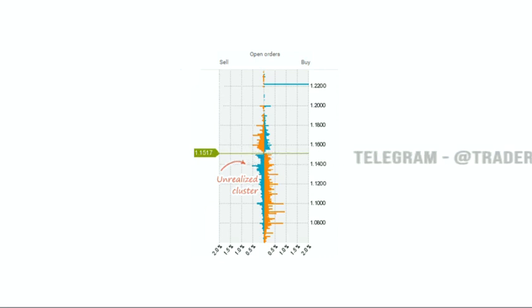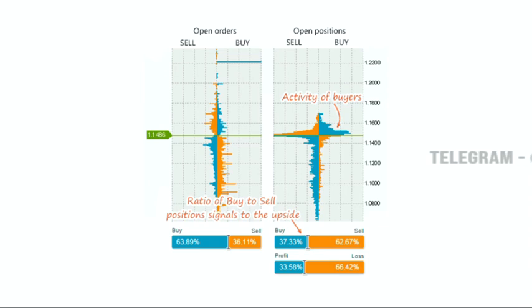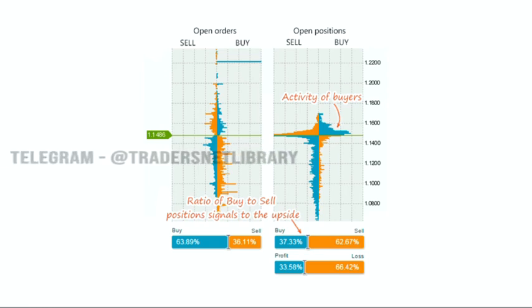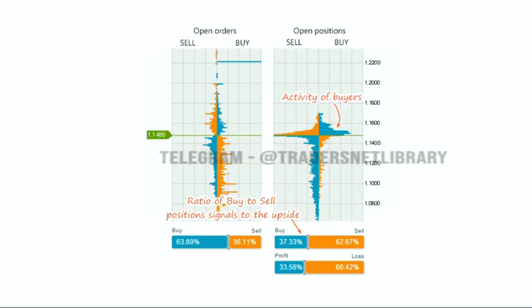Point 3. The last available picture just before making a trading decision. The ratio of buy to sell positions signals to the upside. But can we trust it in this situation? The answer is no. The point is that we can see the activity of buyers above the price. It caps a further upward move.